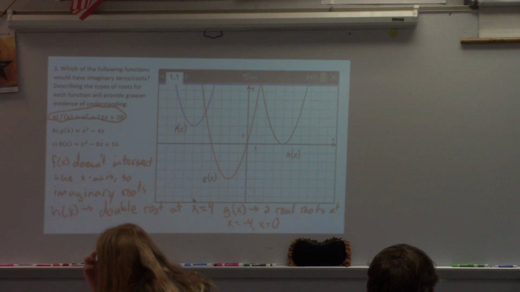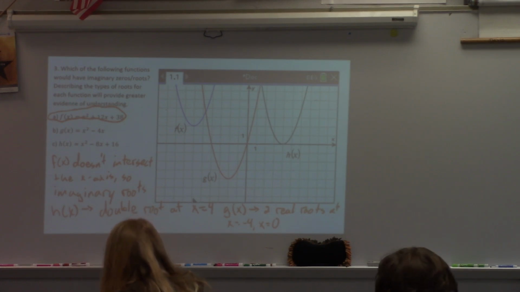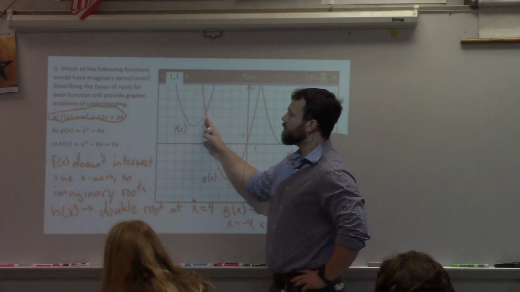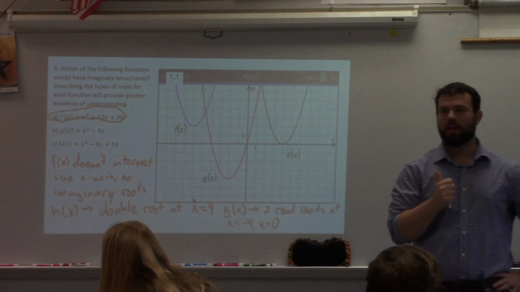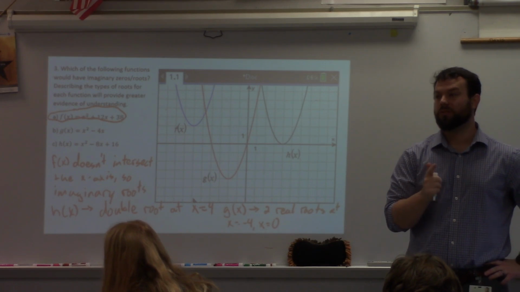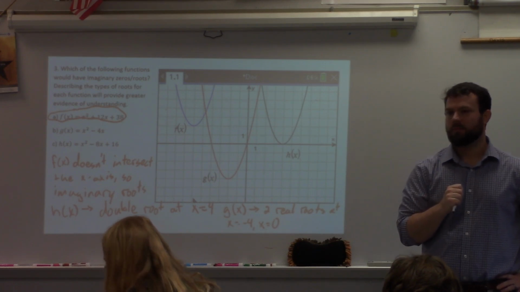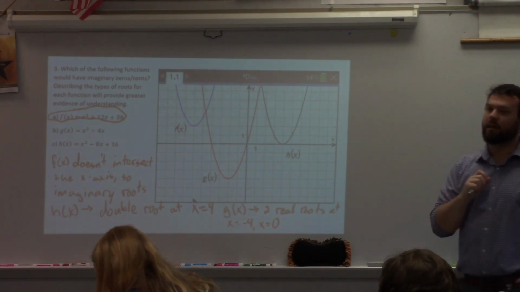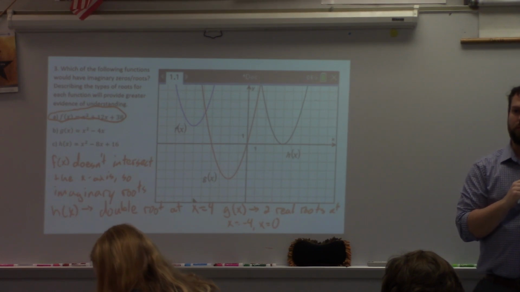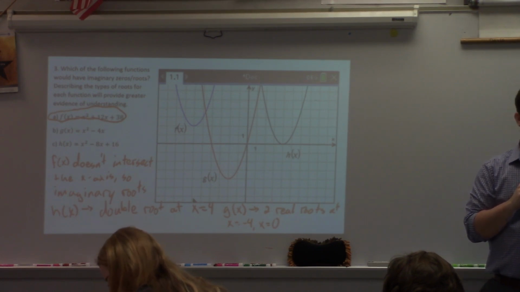I do want to point out, and so do note, I noted things like the double root, 2 real roots, because that's going to provide greater evidence of understanding. That's how you get to those 4s and 4 pluses. One thing I saw students make a comment on yesterday was they said f of x has imaginary roots because it will not intersect the y-axis. One, is that why it would have imaginary roots? It's only about x-intercepts, right? And two, is that a true statement that f of x is not going to intersect the y-axis? It's a false statement.